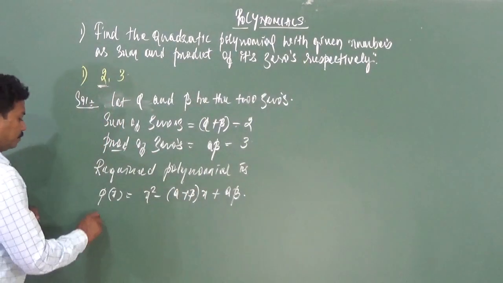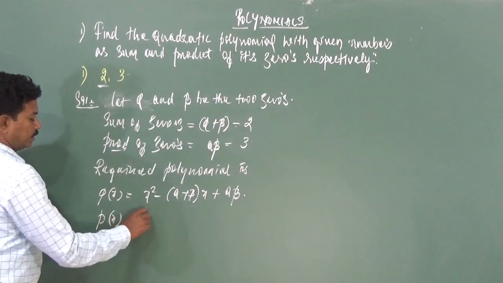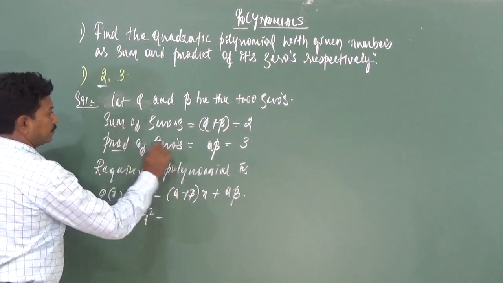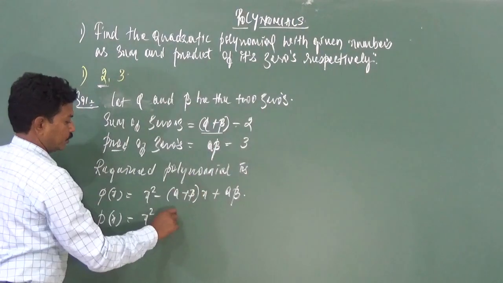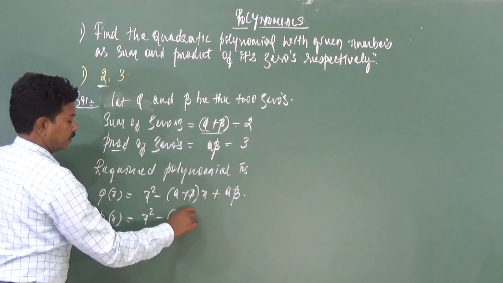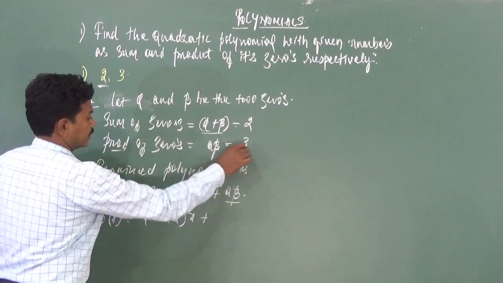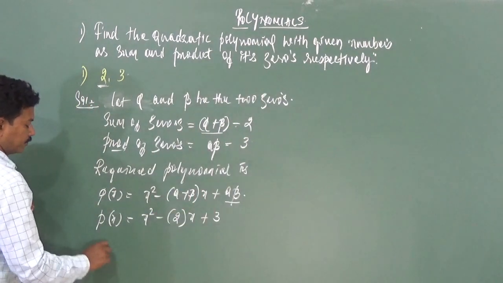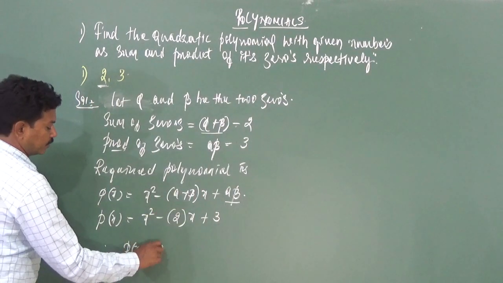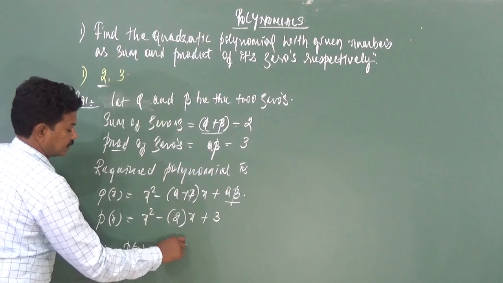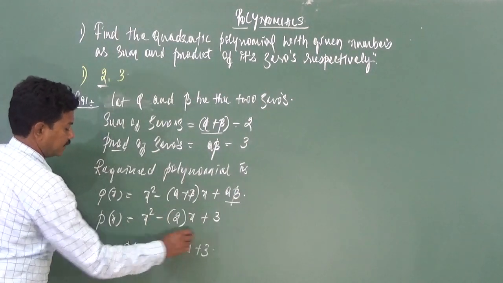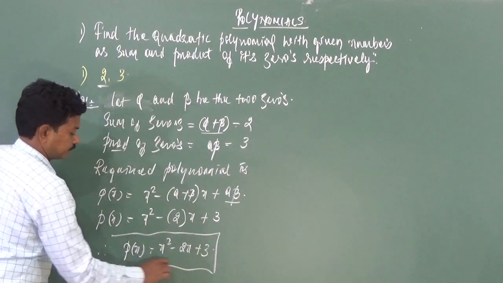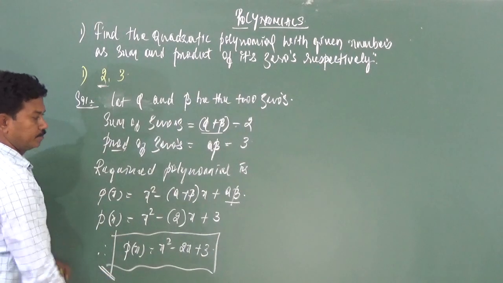Now, p of x is equal to x squared minus (alpha plus beta), whose value is 2, so we substitute that 2 here into x, plus alpha beta, whose value is 3. Therefore p of x is equal to x squared minus 2x plus 3. So this is the required polynomial.